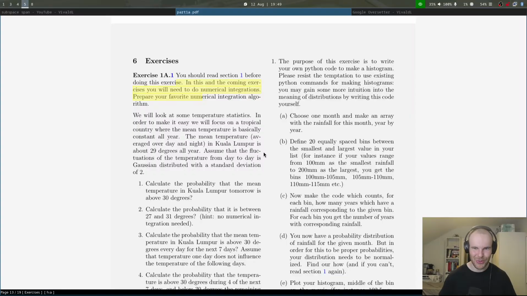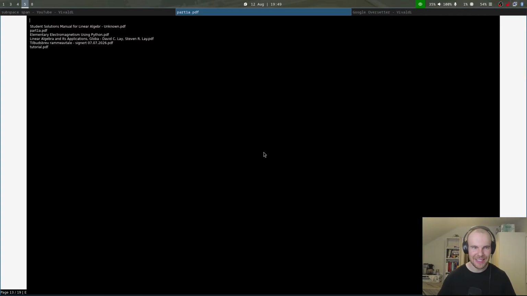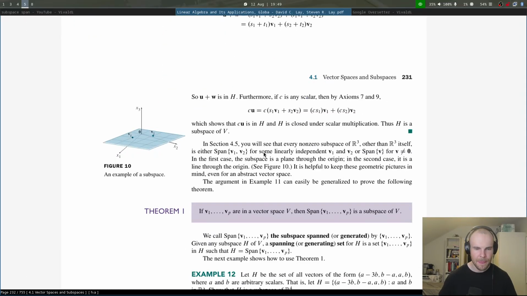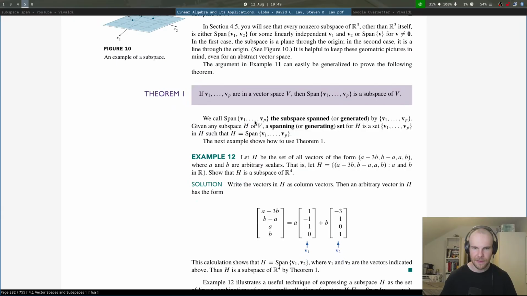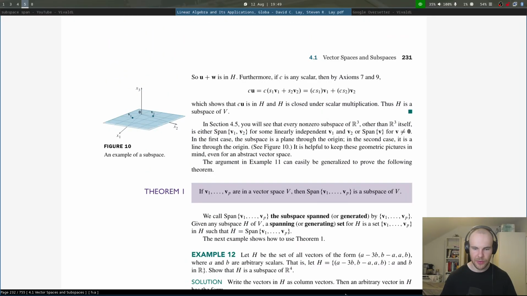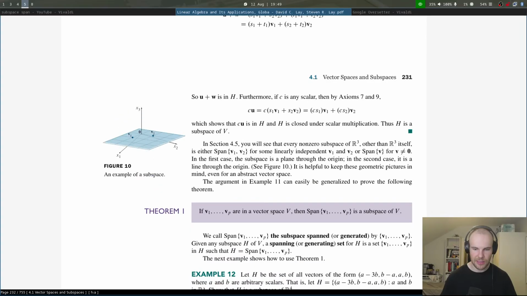Okay, now I just wrote example 12 to myself. So we need to go and check what example 12 is. Let's see. Linear Algebra and Its Applications. Example 11. Here is example 12. So let's not look at the solution.